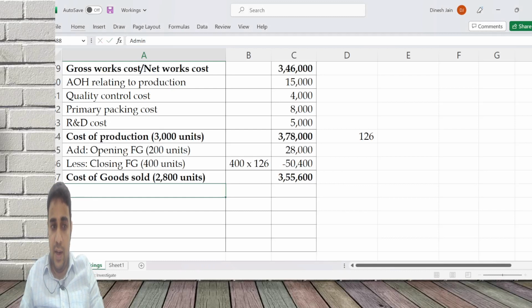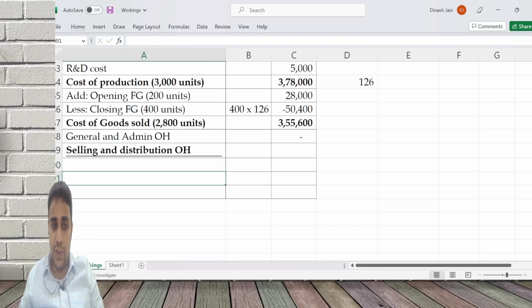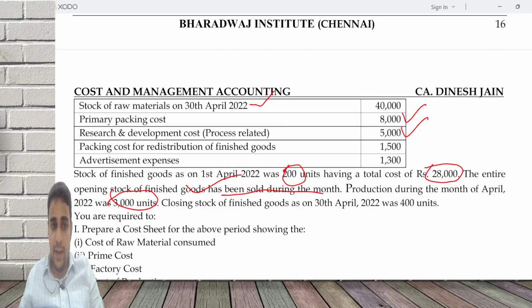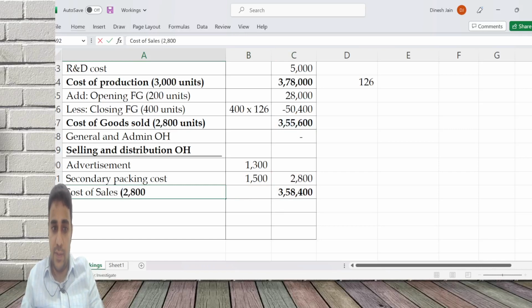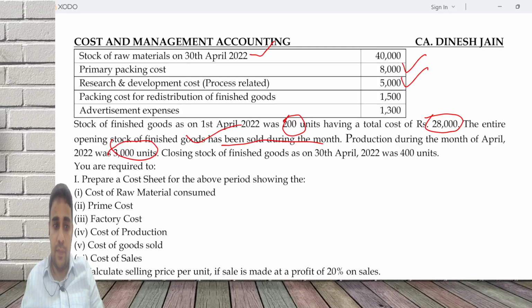Then general and administrative overhead, 0. Selling and distribution overhead: advertisement and secondary packing. Packing cost for redistribution is secondary packing. Secondary packing is cost incurred for redistribution. Cost of sales, again for 2,800 units. So they wanted raw material consumed, prime cost, factory cost, COP, COGS, COS, all that is done.